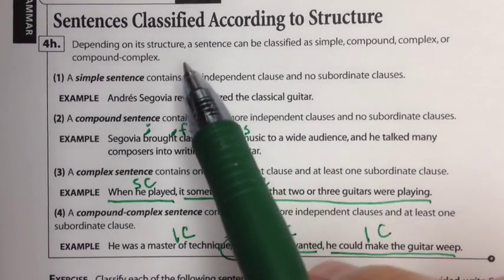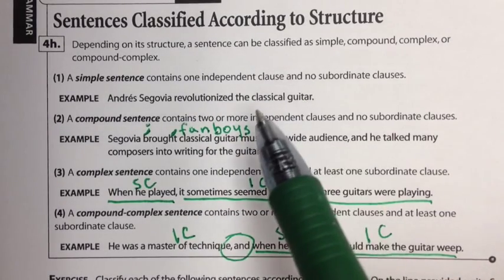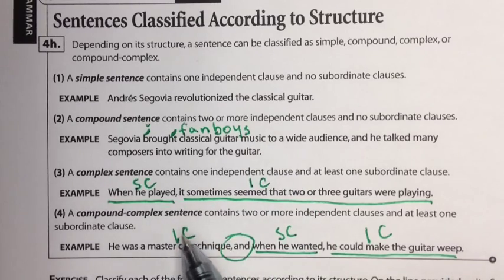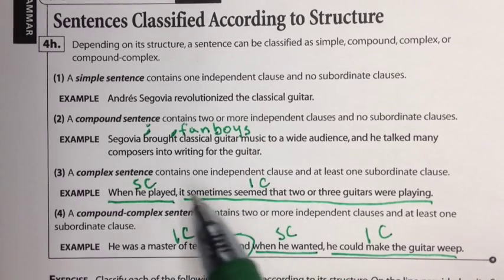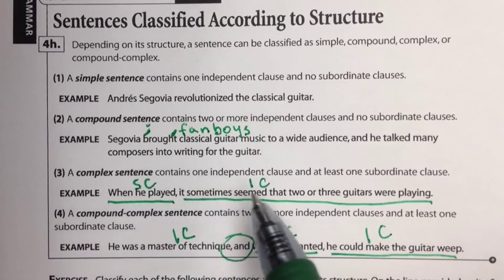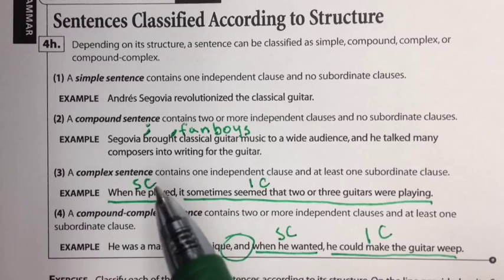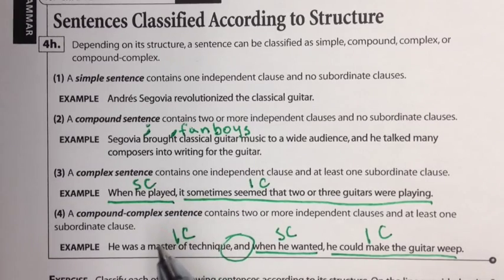So a simple sentence will only have one clause. A compound sentence will have two independent clauses. A complex sentence will have one independent clause and one subordinate clause. And then a compound complex, this is our super sentence. It will have two independent clauses.